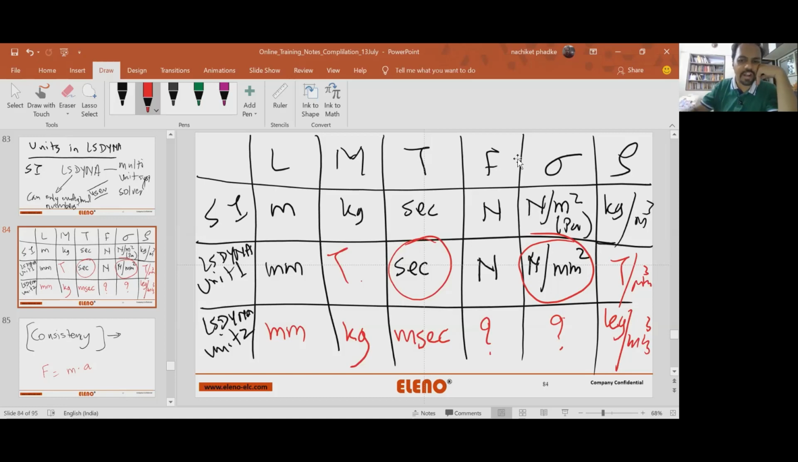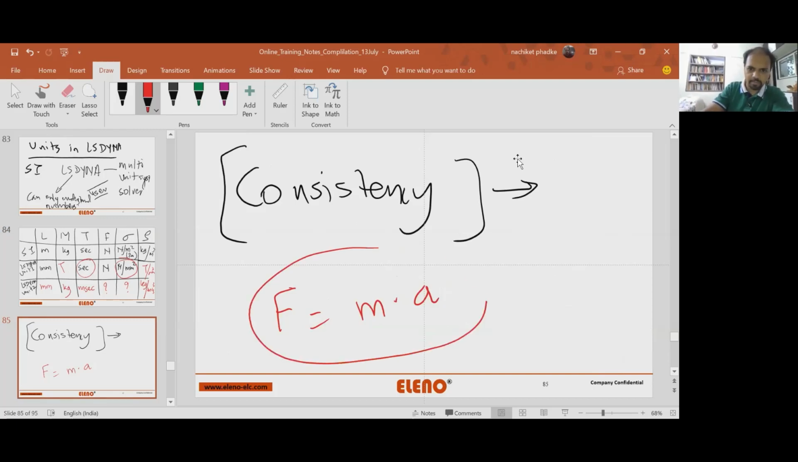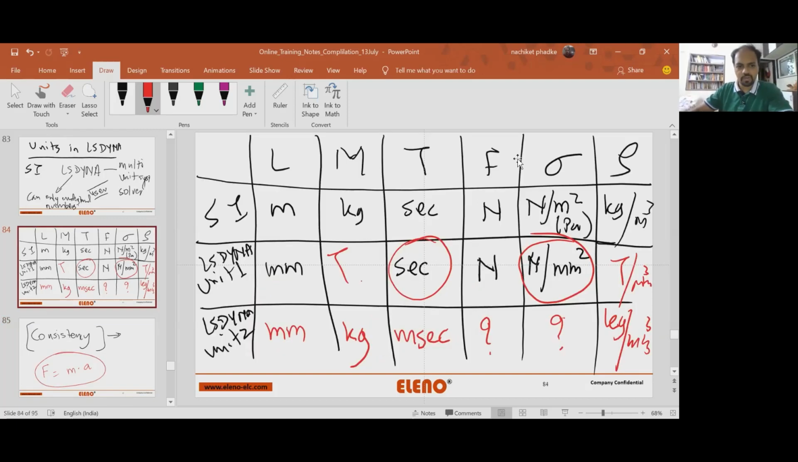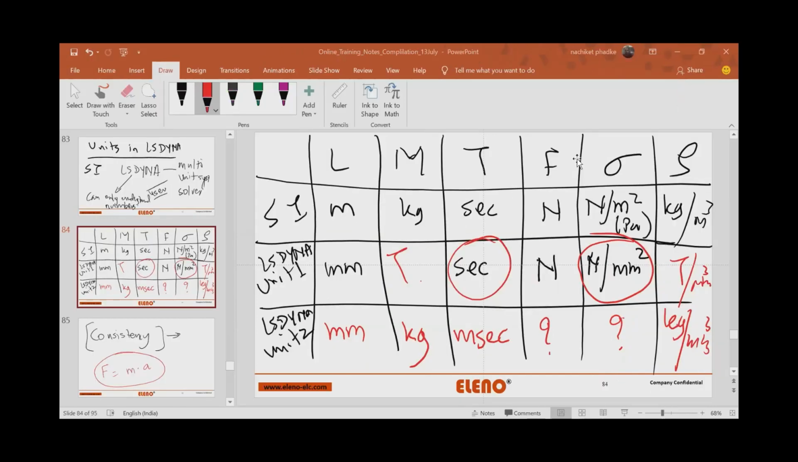Okay, so can you now find it out? What will be the value of force and what will be the value of stress? Same table, and I have given you a hint of using this equation. Force is equal to mass into acceleration. Type in done. Once you are done, don't write answers in the comment box, because people who are still working will try to judge the answer rather than derive the answer.